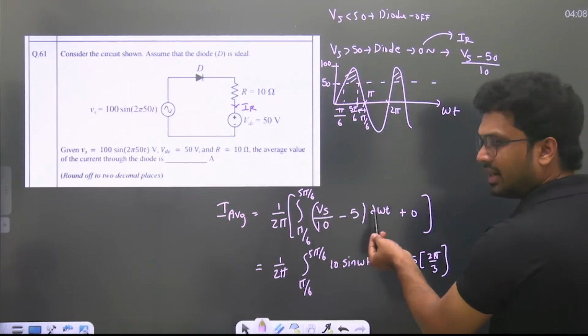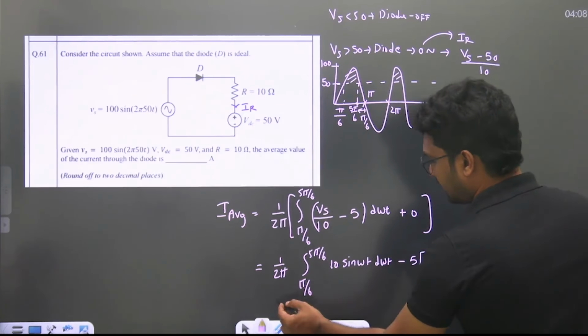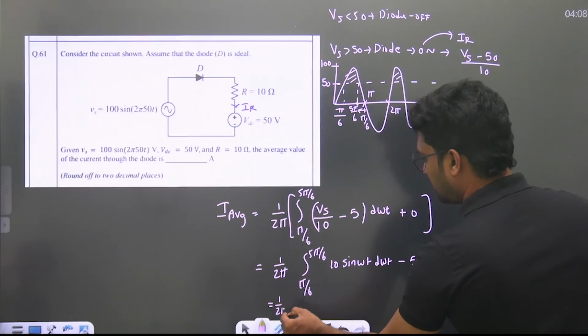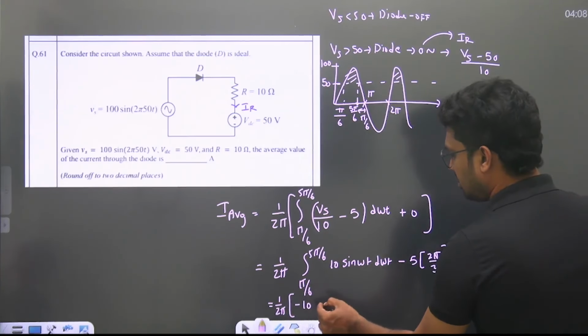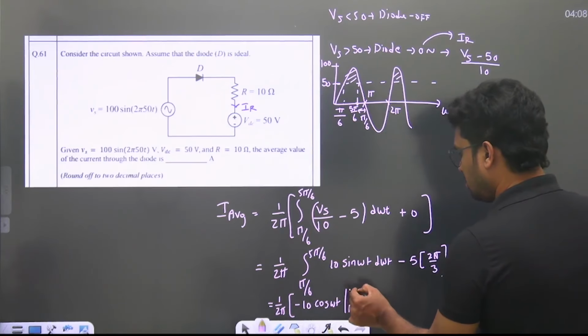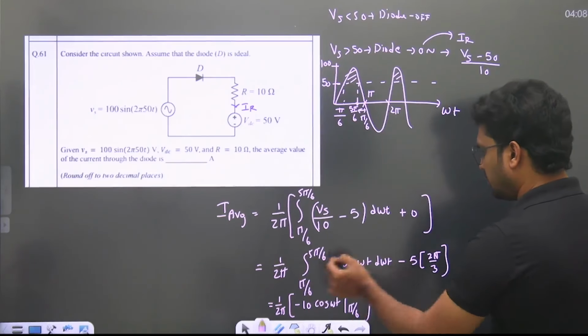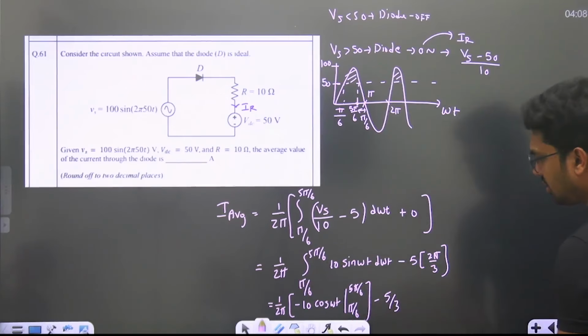Now for sin theta d theta, you take it for your convenience. Now what do you get here? 1 by 2 pi you can keep outside. So the integration of this will be minus 10 cos omega t from pi by 6 to 5 pi by 6. Minus 2 pi cancels, you get 5 by 3. We'll take that 5 by 3 later.